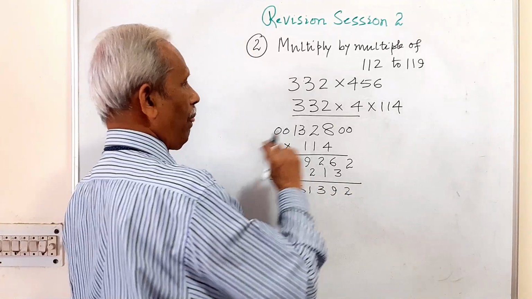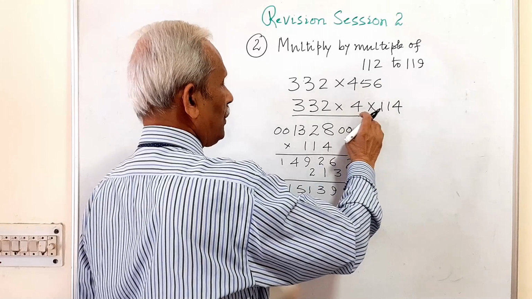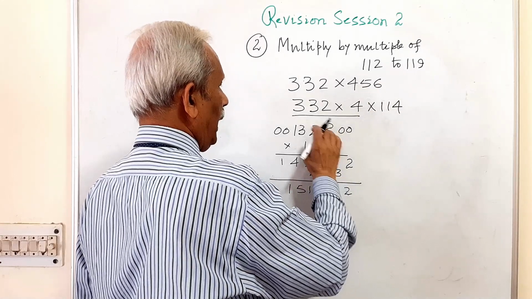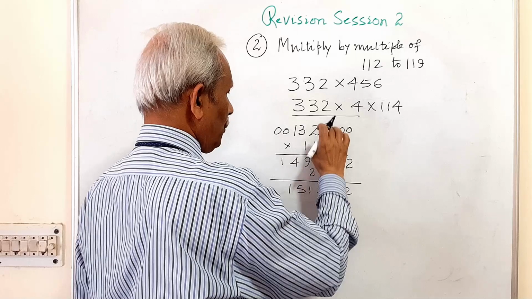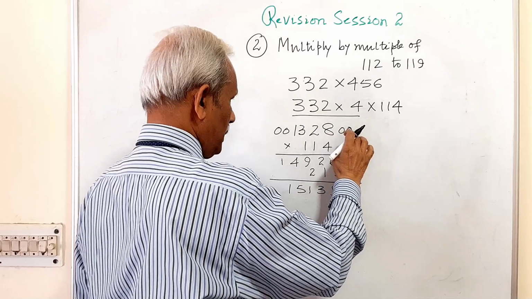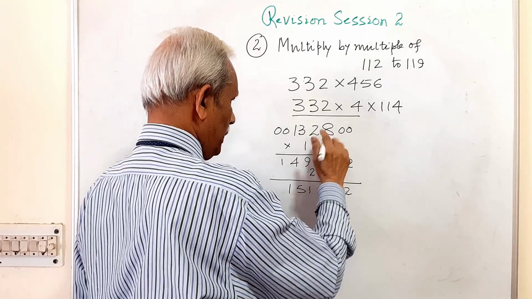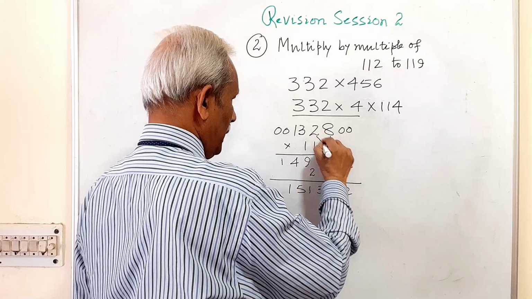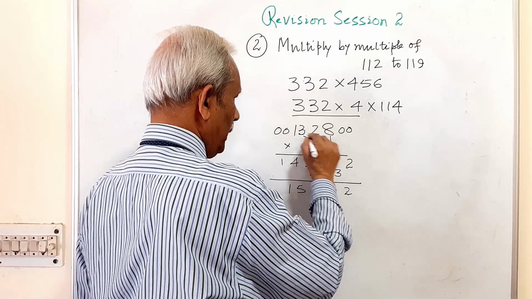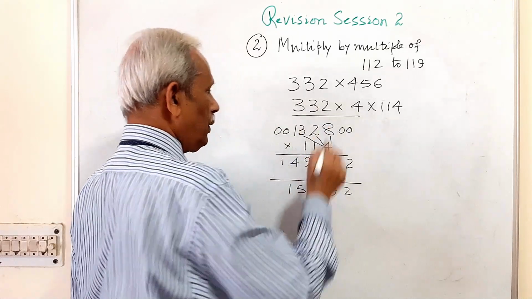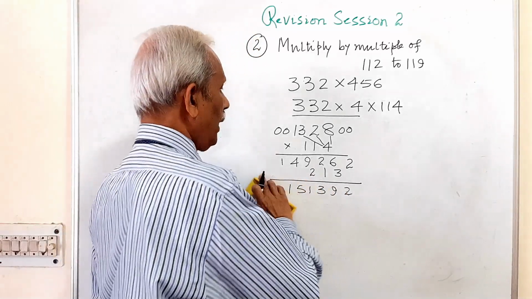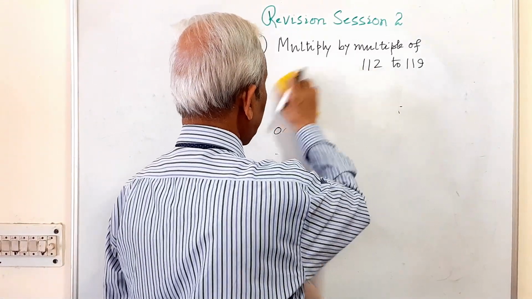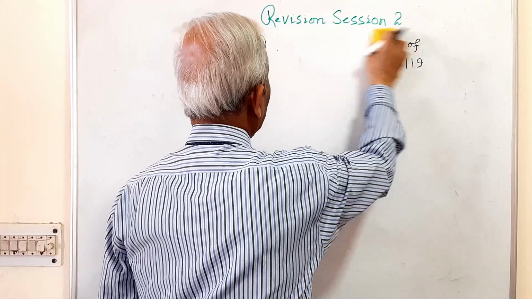Quite simple. 456 is converted into 4 into 114, and then it becomes 1328, and then 2 zeros here, and 114. Multiply first, add 2 neighbors, multiply this, add 2 neighbors, like that. Continue it, and the number is here with you. It's quite simple, understandable. So let's now move to the third question.